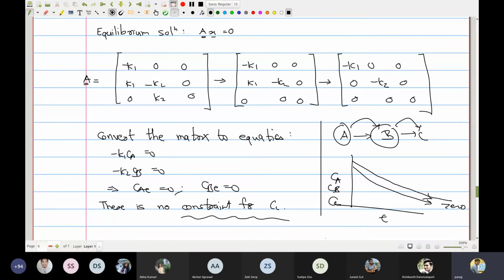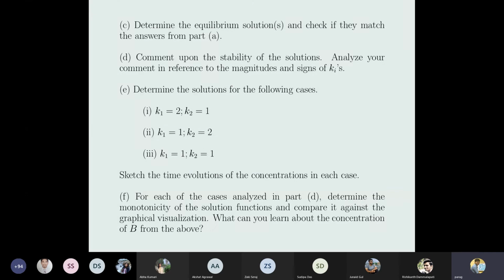From this particular analysis, what you get is that the ultimate amount of A as time t tends to infinity will be 0. The ultimate amount of B as time t tends to infinity will be 0, and C will be the amount which you get from CA0 and CB0. So this is the equilibrium solution. Determine the equilibrium solutions: we got it, CA = CB = 0. Check if they match the answers from part A. Yes, they match the answers from part A.